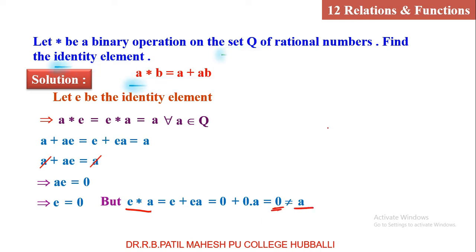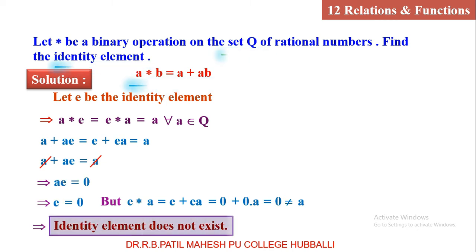Actually, what should we get for identity element? E star A is equal to A only, we should get. But after applying the operation, here we are getting 0. We did not get A. Hence identity element does not exist for this. Identity element does not exist for this operation.